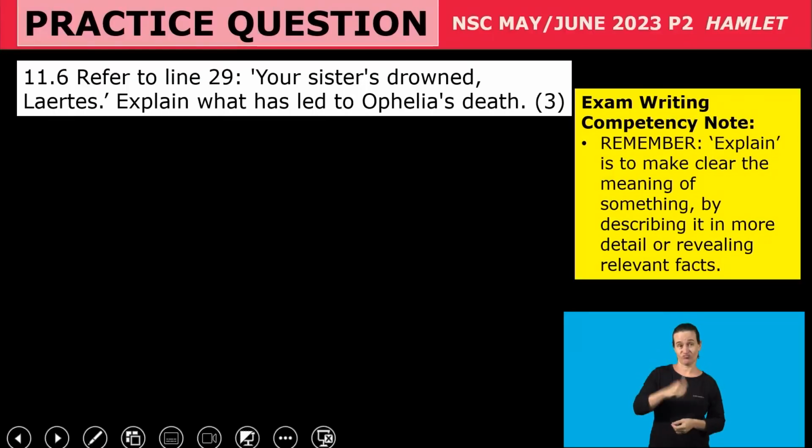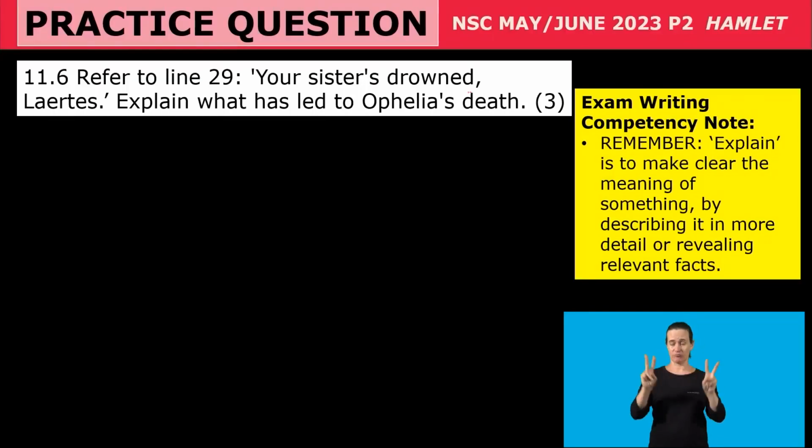Refer to line 29. Your sister's drowned, Laertes. Explain what has led to Ophelia's death. So once again, you need to be able to recall what has happened prior to this moment in order for you to answer this specific question. Remember, explain is to make clear the meaning of something by describing it in more detail.